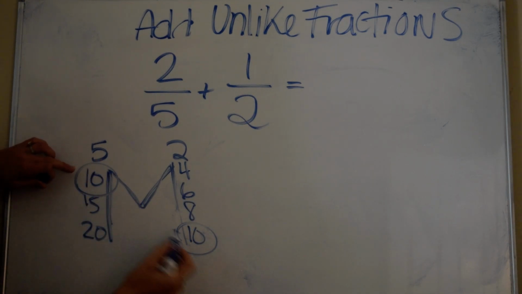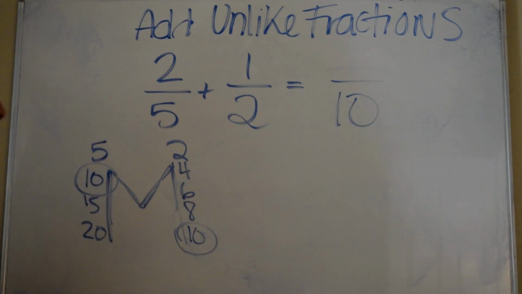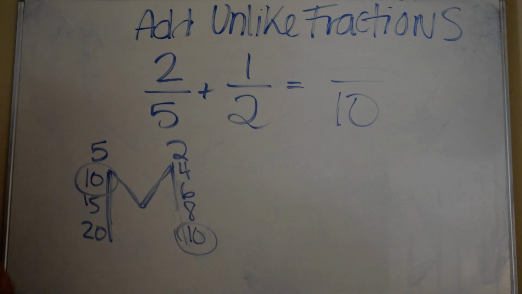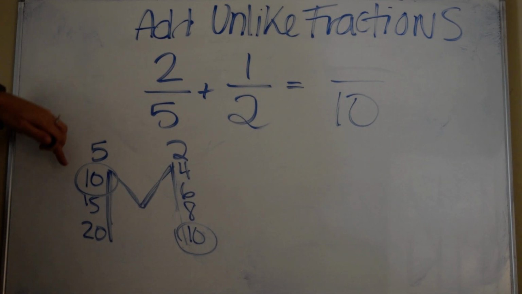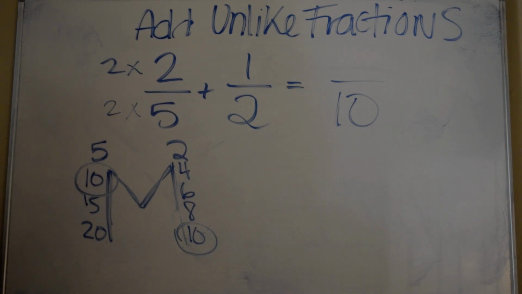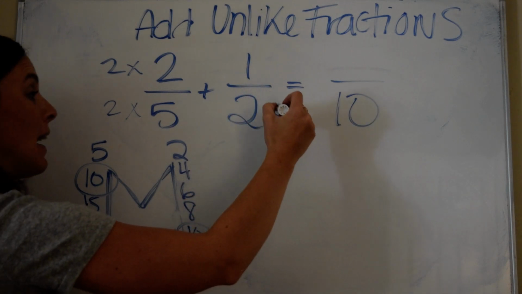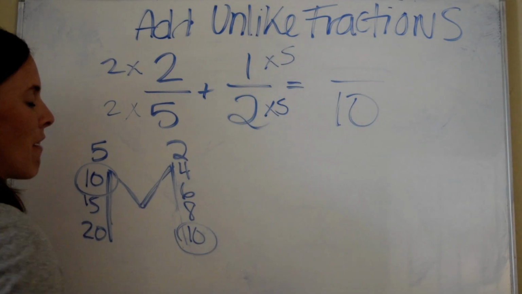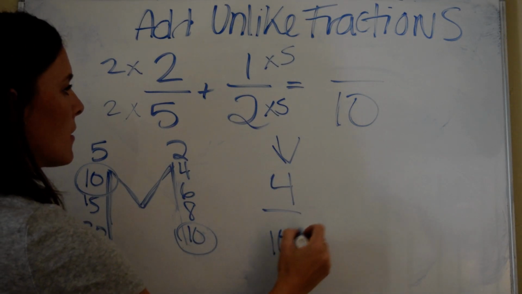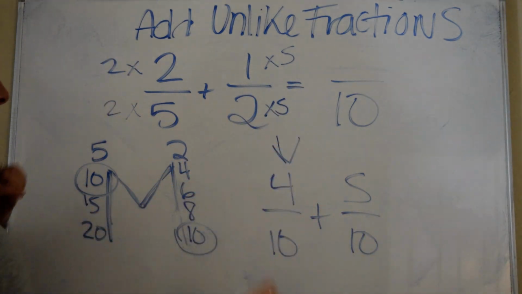That means they both have a common multiple of 10, which means my denominator for my answer has to be a 10. Well, that means I got to change both of these into a 10. So how do I do that? I can change a 5 into a 10 by multiplying it by 2, which means you need to multiply the top by 2. I can change a 2 into a 10 by multiplying it times 5, which means you got to multiply the top by 5. Now let's rewrite our new fractions. So it'll be 4 over 10 plus 5 over 10, because I multiplied both of these and both of these.